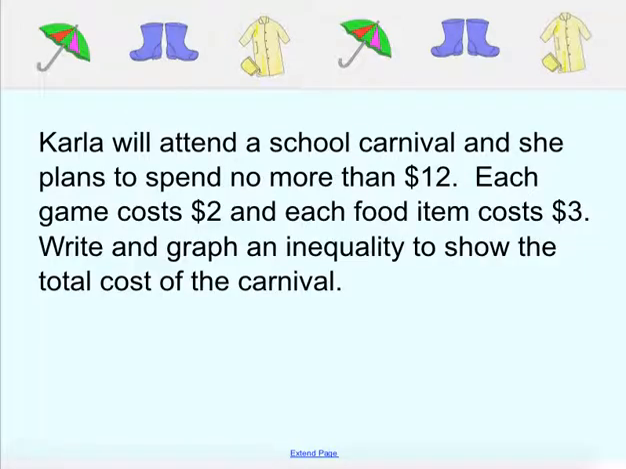All right, well, here are just a couple other problems that you can try here if you would like. And similarly, word problems here. Carla will attend a school carnival and she plans to spend no more than $12. Each game costs 2 and each food item costs 3. So write and graph an inequality to show the total cost at the carnival. All right, so think about creating an equation from that, and how much she can spend. She can't spend more than $12, so it has to be less than or equal to $12. And we could say each game is 2x and each food item is 3y. So we could graph that.